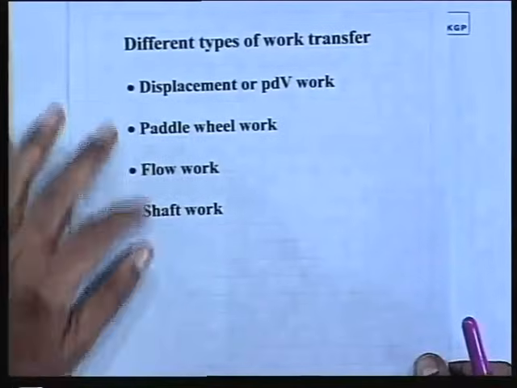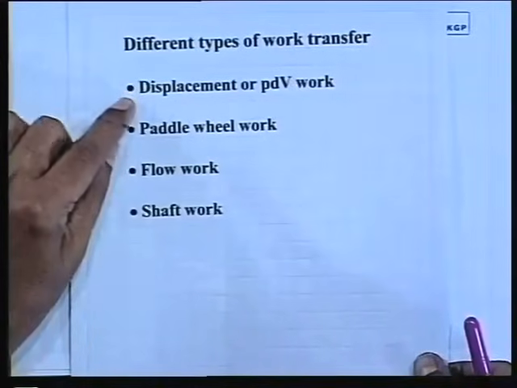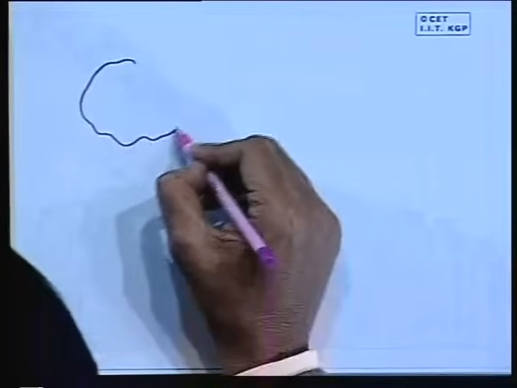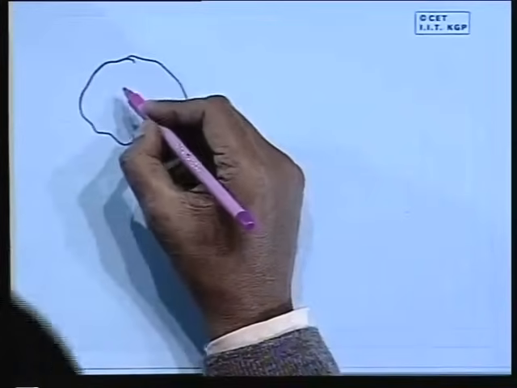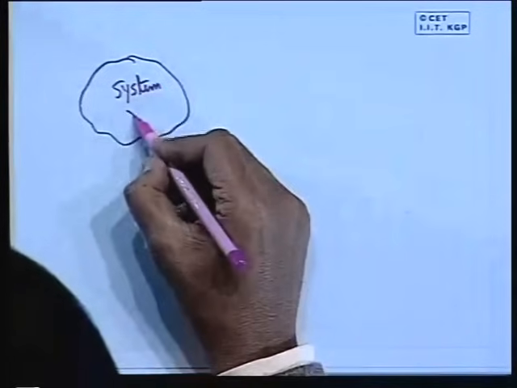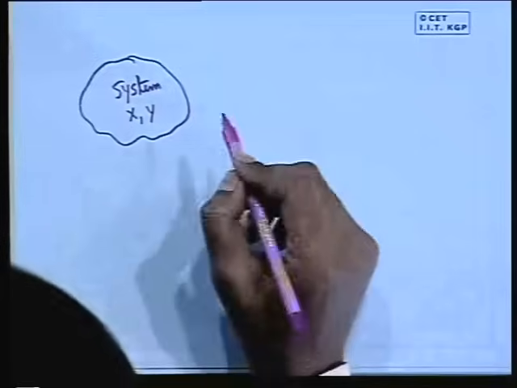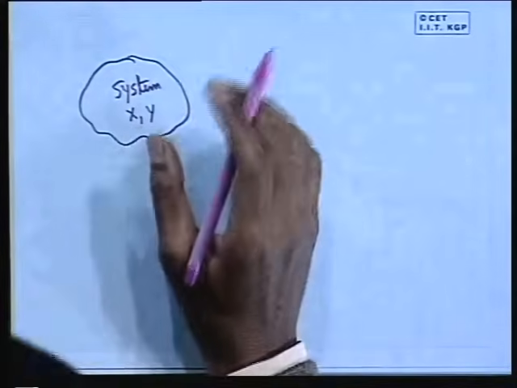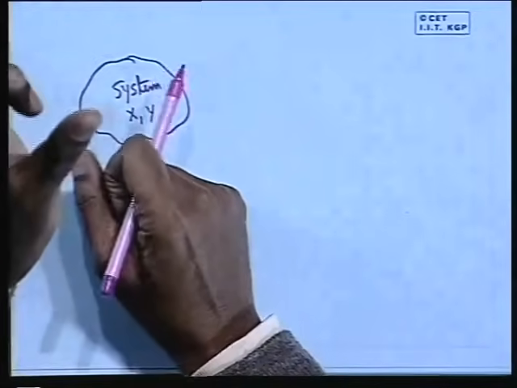Now, out of these, the most important and difficult to understand at a certain stage is the displacement or PdV work, the first one. Let us see what it is. Displacement or PdV work is associated with a closed system. Let us consider a closed system specified by some properties. Let x, y be two independent properties to fix its state.